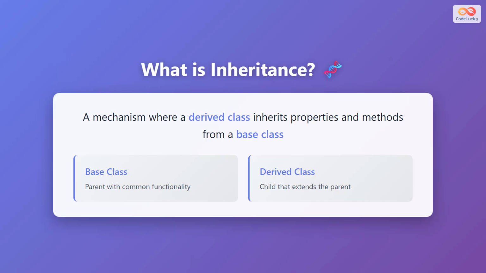Inheritance is a mechanism where a derived class inherits properties and methods from a base class. Think of it like a family tree. The base class, also known as the parent class, contains common functionality that can be shared. The derived class, or child class, inherits everything from the parent and can add its own unique features. This helps you avoid repeating code and creates a clear hierarchy in your programs.